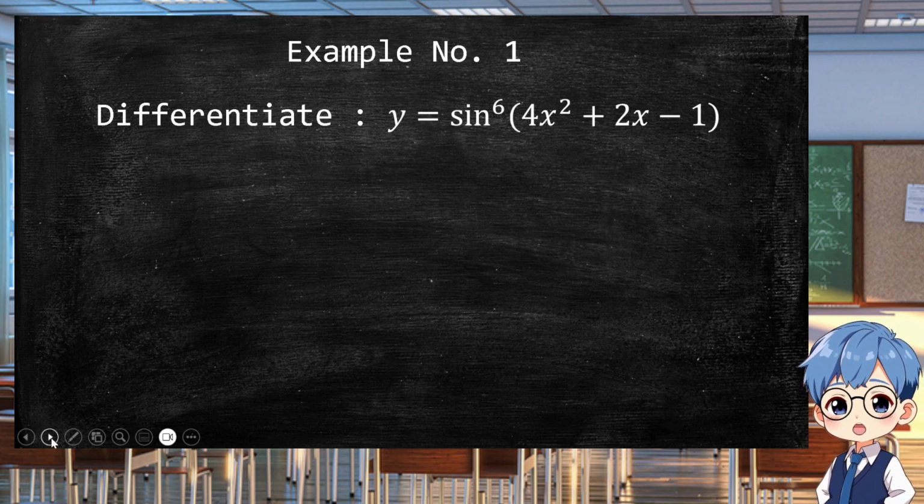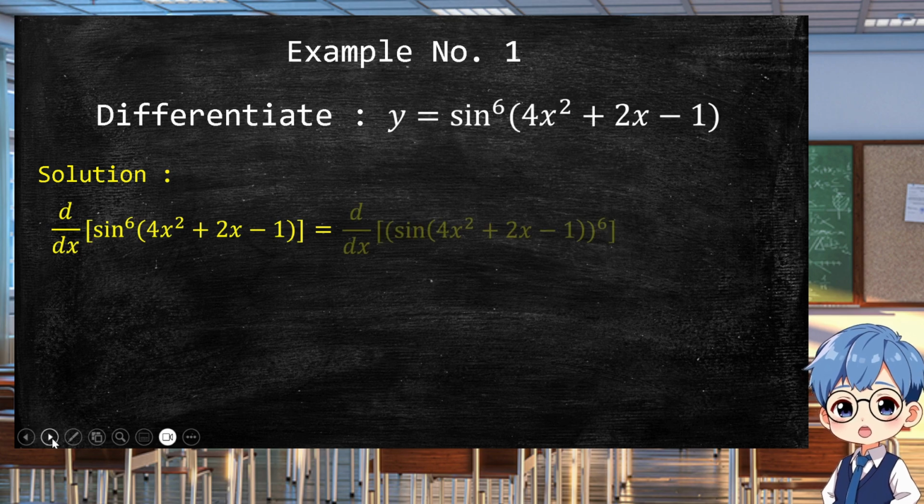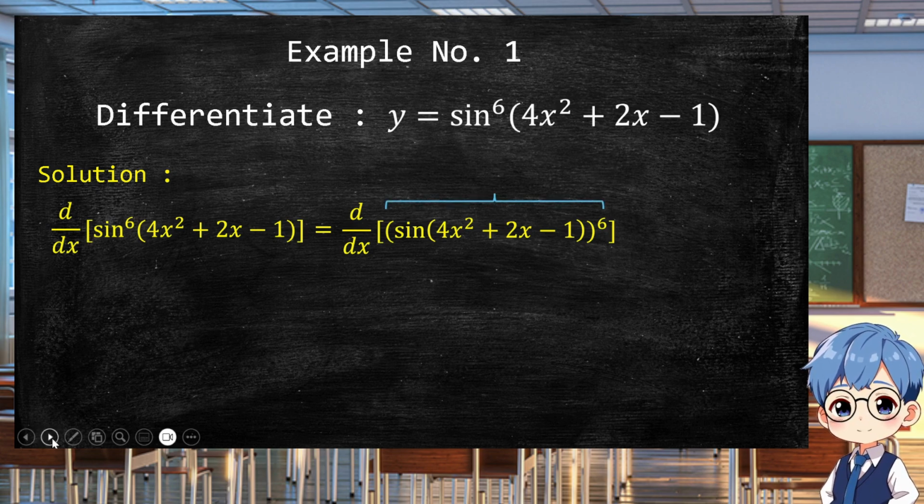Example number 1, differentiate y equals sine to the power of 6 of 4x squared plus 2x minus 1. So take note, we can rewrite this as the quantity of sine of 4x squared plus 2x minus 1 raised to the power of 6. So we now have the outer function, the inner function, and of course, the angle. We're going to get the derivative first for the outer, followed by the inner, and then lastly the derivative of the angle.